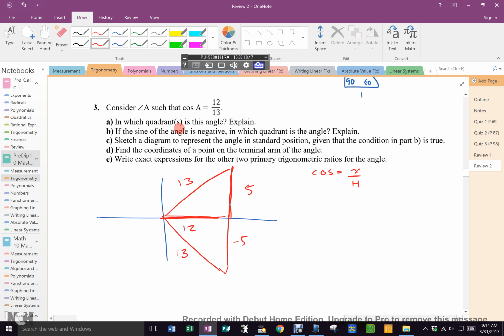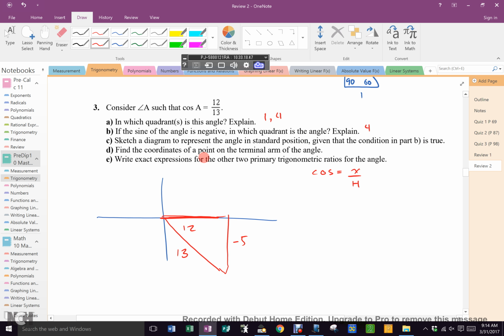In which quadrants is the angle? It has to be one of those two, because those are the only places cos is positive. B, if the sine is negative, where's the angle? It has to be quadrant 4. Why? Because sine is negative there. Sketch the diagram to represent the angle, given that B is true. So this one is useless to us. This is the angle with which we are dealing.